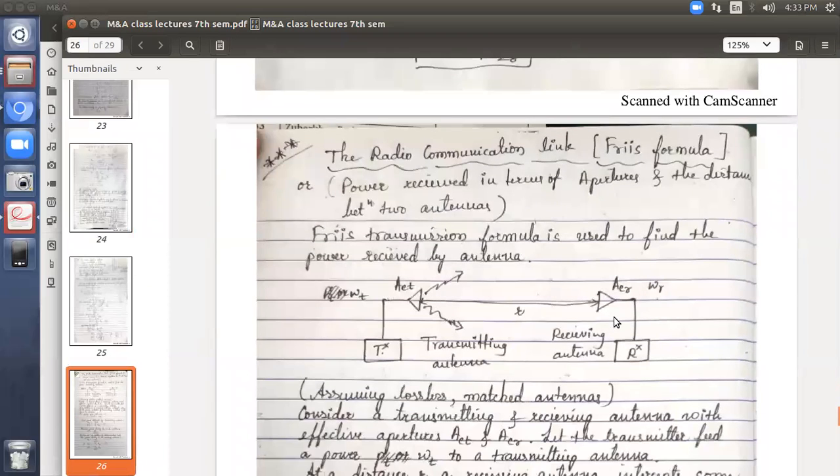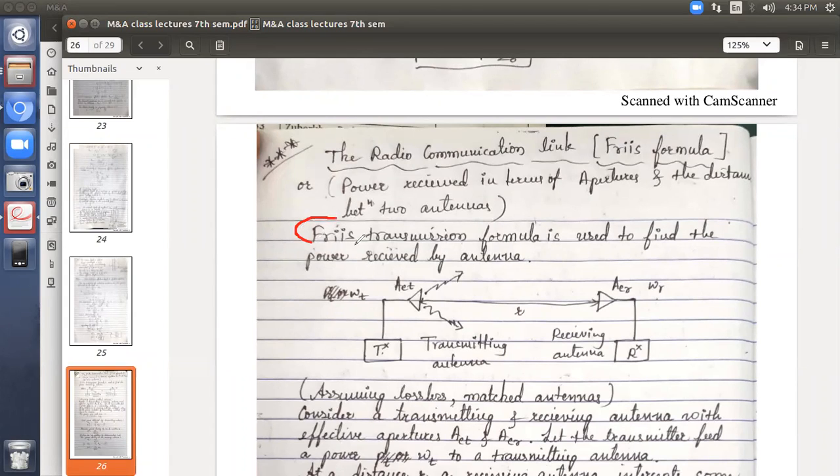So in today's session, we will be discussing the FRIIS transmission formula. In other words, how this can be asked is: derive the relationship between input power and the output power in terms of apertures. Instead of saying derive the FRIIS transmission formula or derive the radio communication link formula, the question may be twisted in this way: the input power and the output power in terms of apertures and the distance between the two antennas. This can be the question.